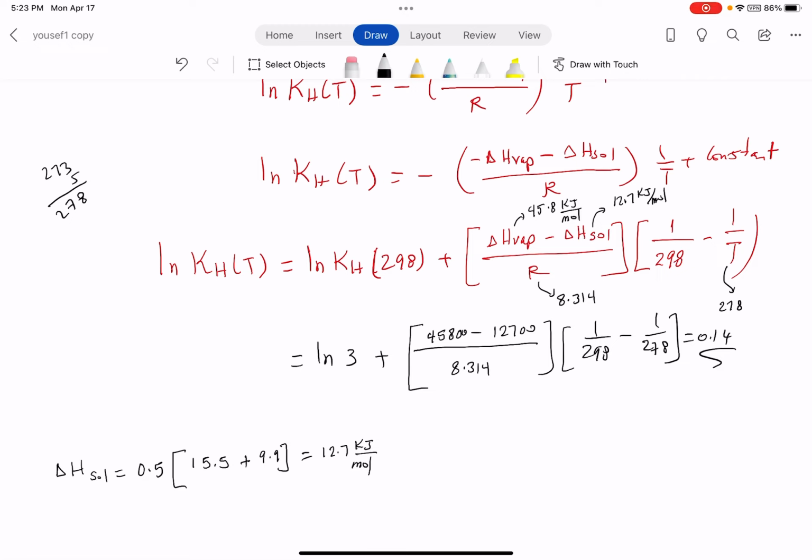Okay, so this is ln KH. So KH would be equal to e to the power 0.14, and that will give you, let me just use my calculator and check it, 1.15, and that is atmospheric per molarity.